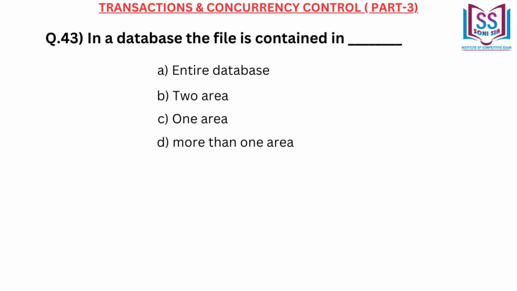In a database, the file is contained in dash. A. Entire database. B. 2 area. C. 1 area. D. More than 1 area. Correct answer C. 1 area. This level is below the root of the tree.